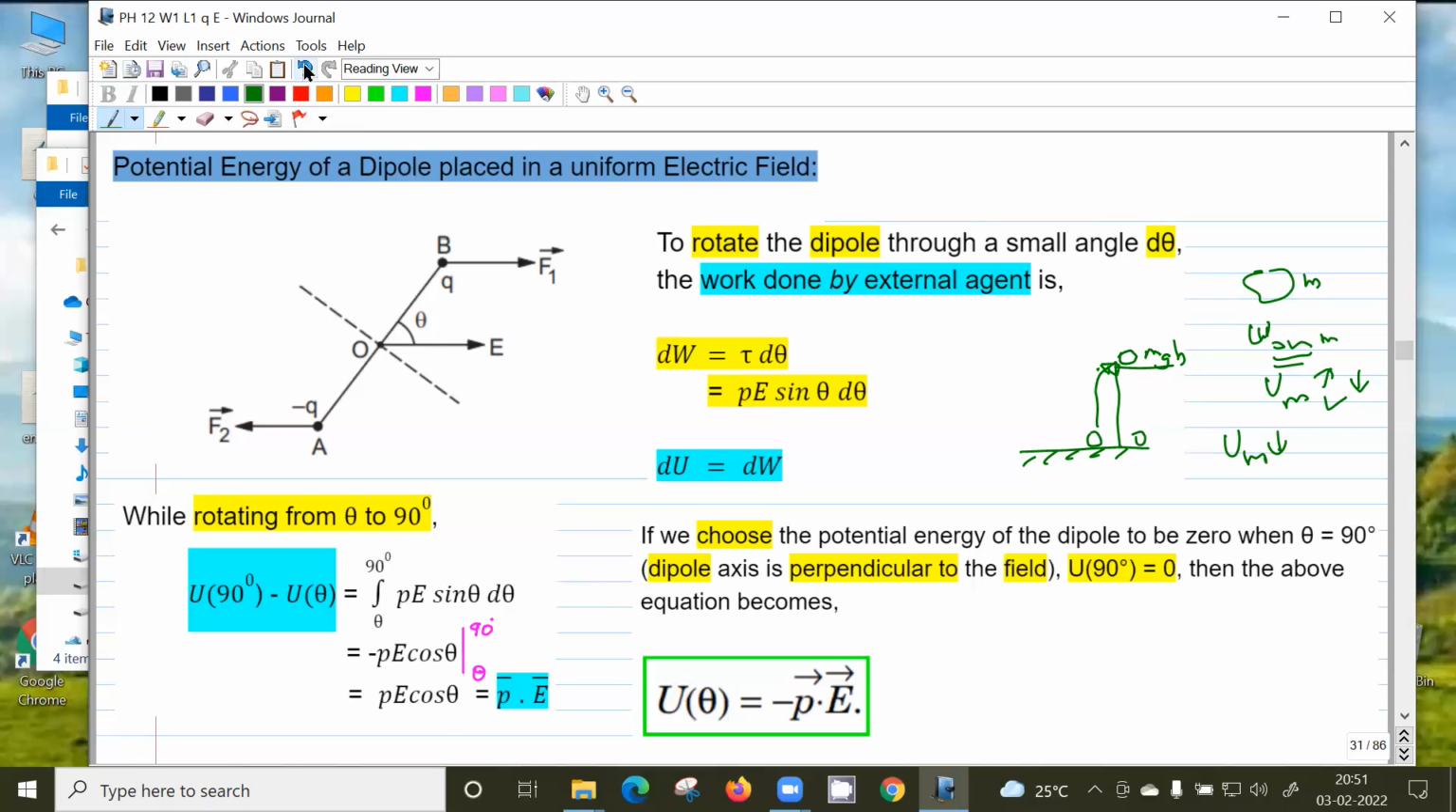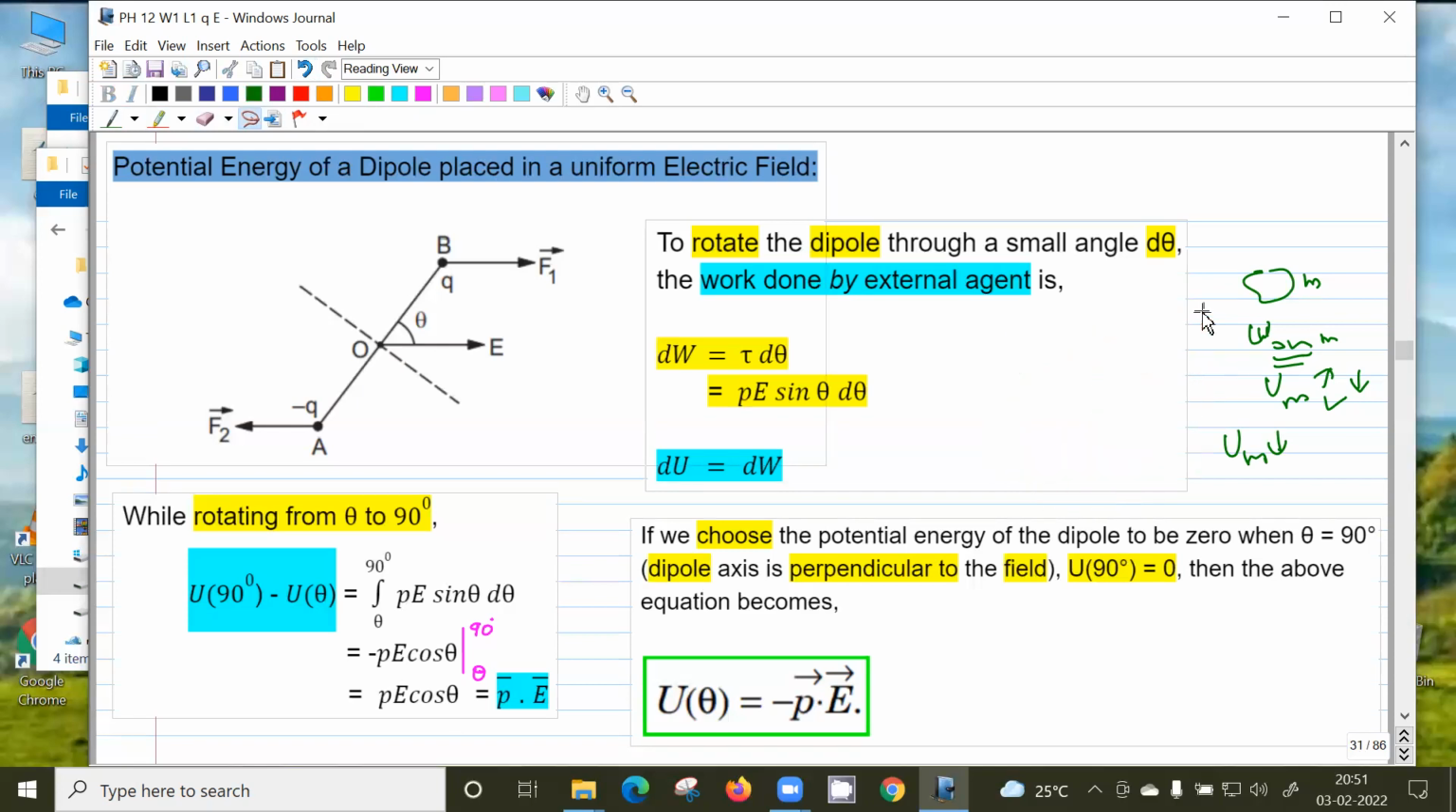So you have to do some work to keep that body on that rod, no, sir? No. Okay, we'll come to that. Let me get rid of this one. First get the basic idea of potential energy.